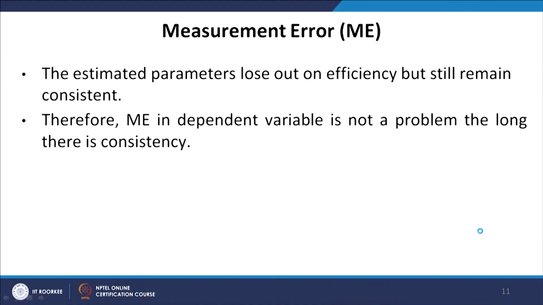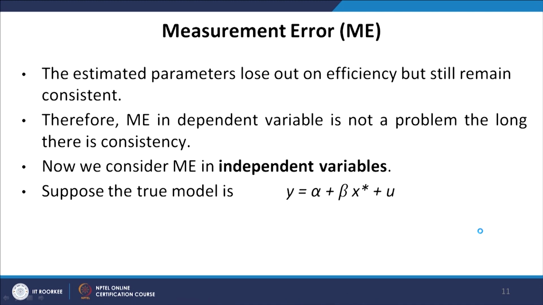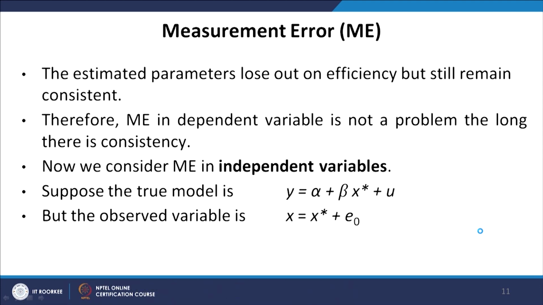Therefore, measurement error in the dependent variable is not a problem as long as there is consistency. Now, we consider measurement error in the independent variables. Suppose our true model is y equals alpha plus beta x star plus u, but what we observe is x, which is x star plus epsilon naught.